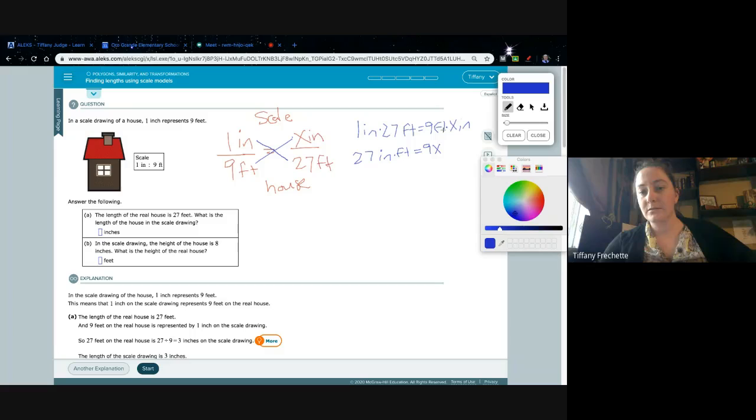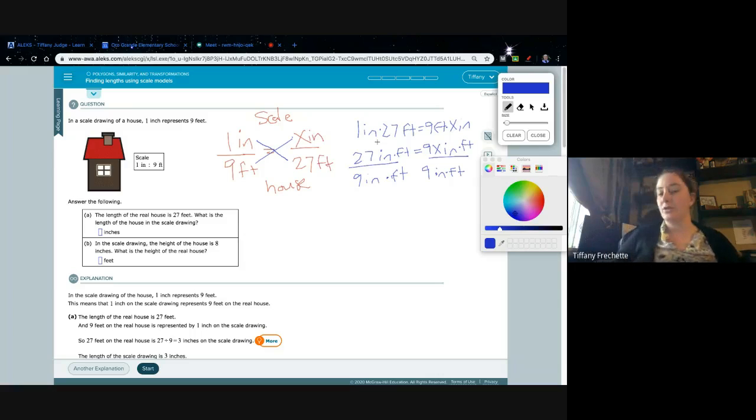So inches and feet, we have inches and feet on both sides. So now I just want to know what this X is. So I'm going to take 9 inches feet and divide on both sides. It does look a little complicated with the units in here, but we don't have to do the units each time. Like I said, I just wanted to show you how it cancels.